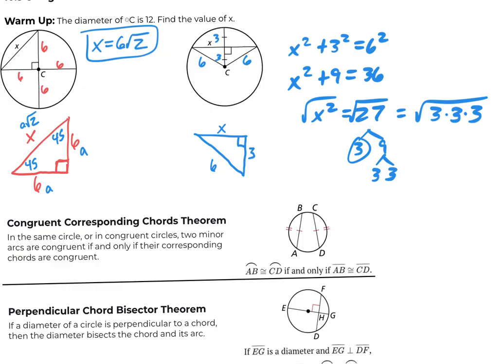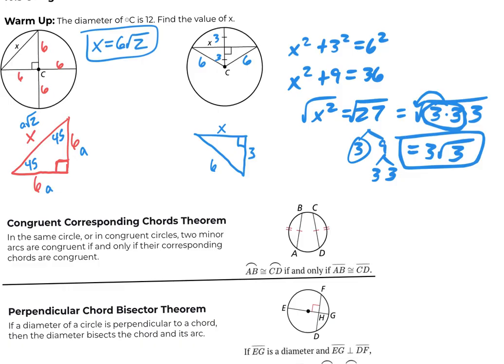And what we look for is pairs. We look for groups of 2. We have one group of 2, and then we got an extra 3. That's not paired up. So we're going to bring the 1 pair out, and we're going to leave 1 on the inside. So that would become 3 radical 3. Okay, that would be our exact form.